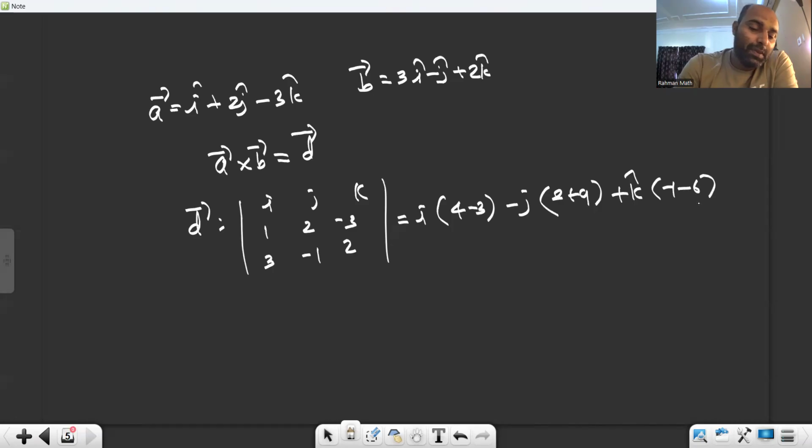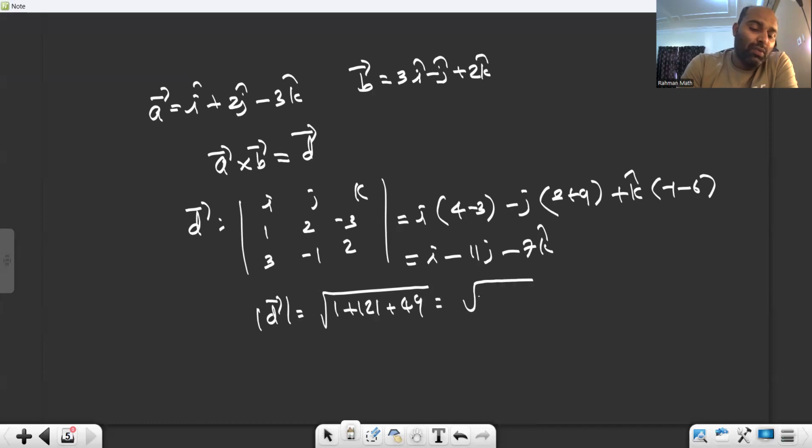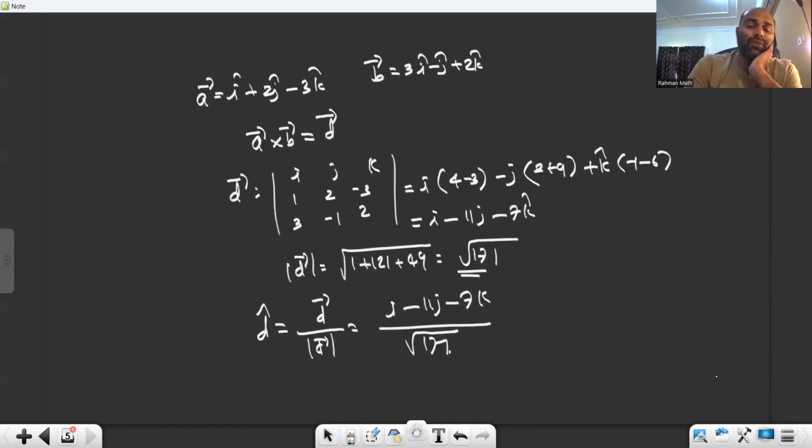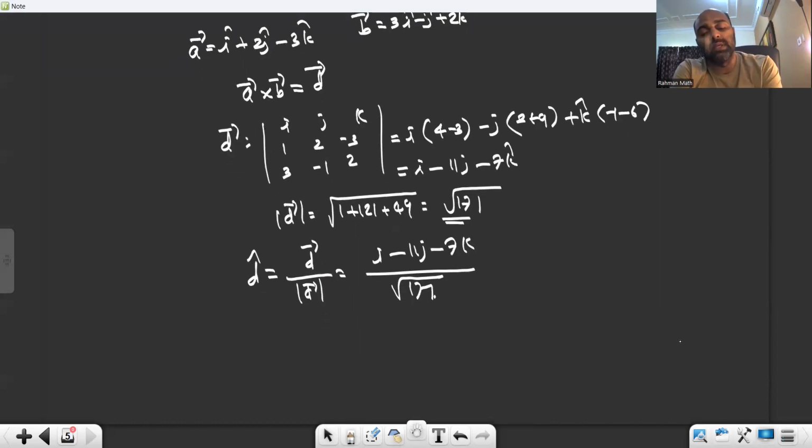Minus 1, minus 6. So i minus 11j minus 7k. Therefore, magnitude of d is root of 1 plus 121 plus 49. It is 171. This is the magnitude. Therefore, unit vector d cap equals vector d by magnitude d, i minus 11j minus 7k by root 171.